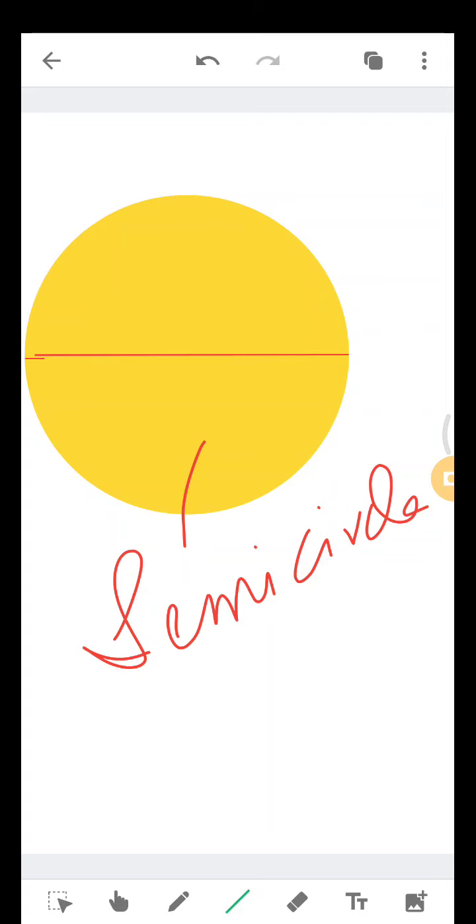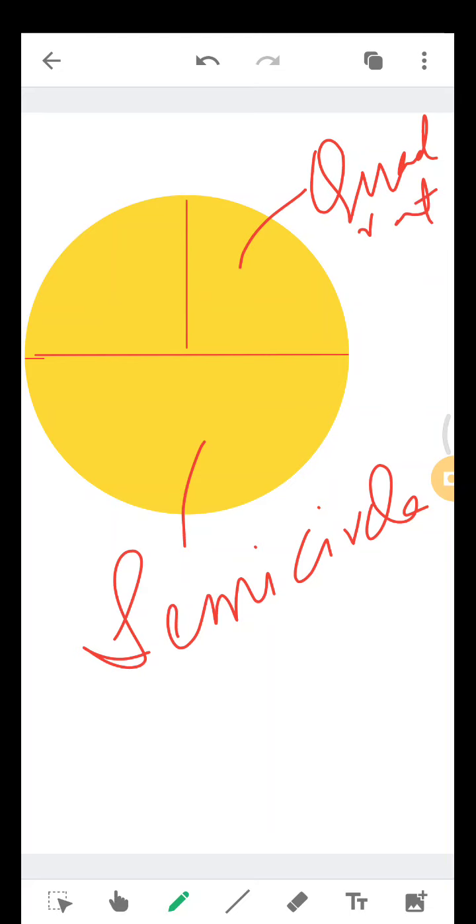And if you again break that semicircle into two equal parts, what do we call each part? Each part of a semicircle is called quadrant. What do we call this? Quadrant. So how many quadrants can I make in a circle? I can make 4 quadrants in a circle. I can make 2 semicircles in a circle.